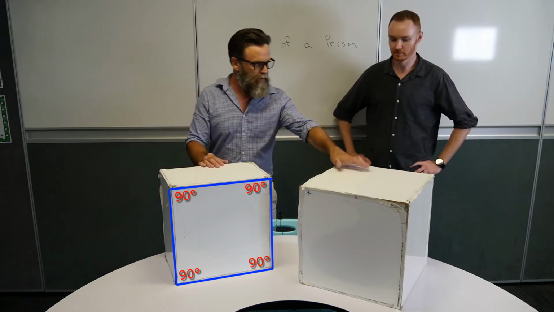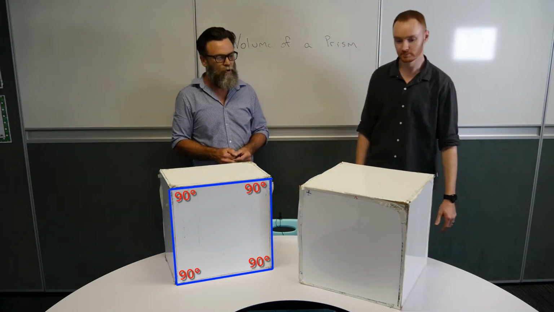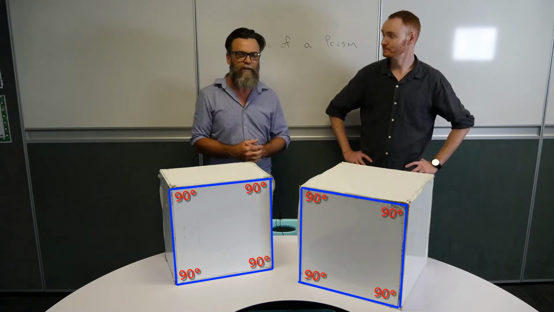Do you think this one's a prism? Yep, checks out. Top and bottom the same, straight edges, 90 degrees with the bottom. We are definitely talking a prism.